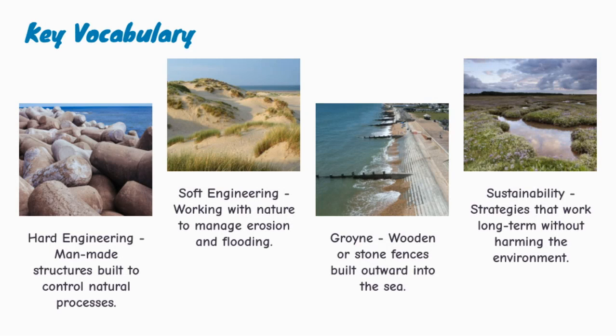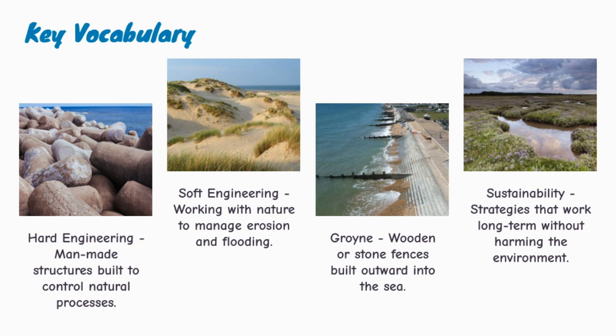The first term is hard engineering. Hard engineering means man-made structures built to control natural processes. At the coast, examples include sea walls, groynes, rock armor, and revetments. The second term is soft engineering. Soft engineering means working with nature to manage erosion and flooding. Examples include beach nourishment, dune regeneration, and managed retreat.